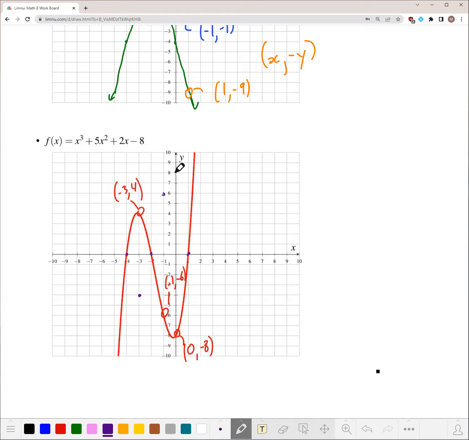0, -8 becomes 0, +8. And then I've got this really nice guideline that I can use. So I know that this doesn't quite reach to -5 on our x, so I'm going to start before -5. I'm going to come down.